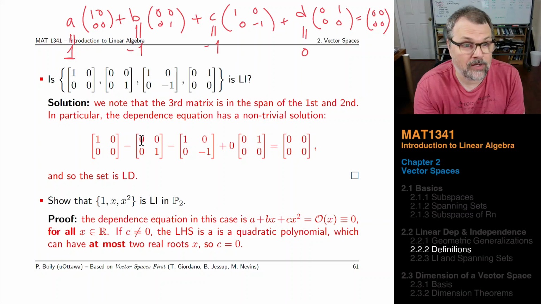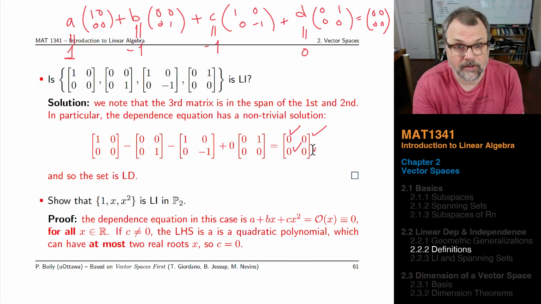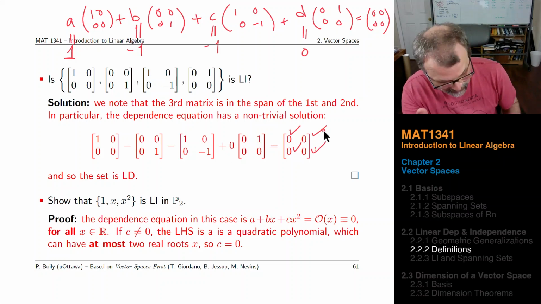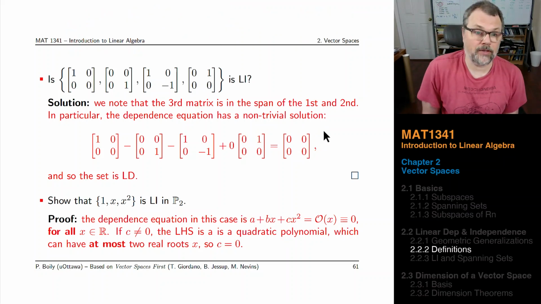We have 1 minus 0 minus 1 plus 0. That is indeed 0. 0 minus 0 minus 0 plus 0. 0 times 1 is 0. 0 minus 0 minus 0 plus 0. 0. And finally, 0 minus 1 minus minus 1 plus 1 plus 0 gives us 0. So there is at least one non-trivial solution. So the set is linearly dependent.